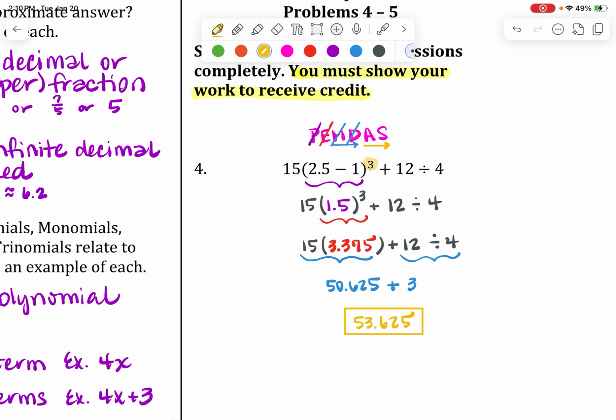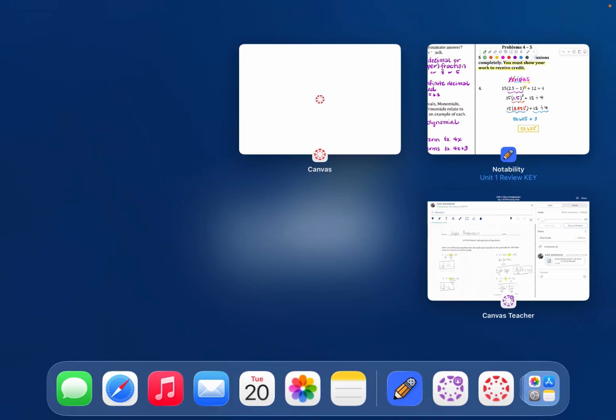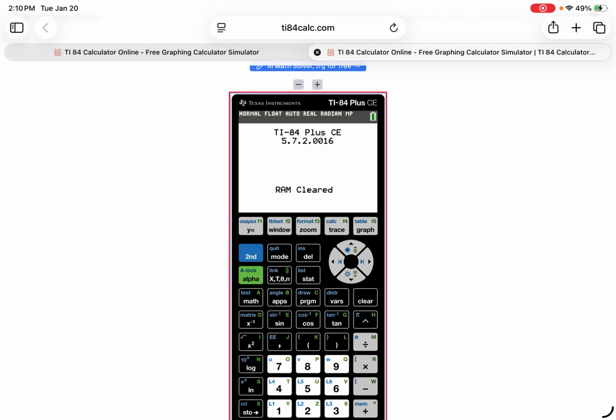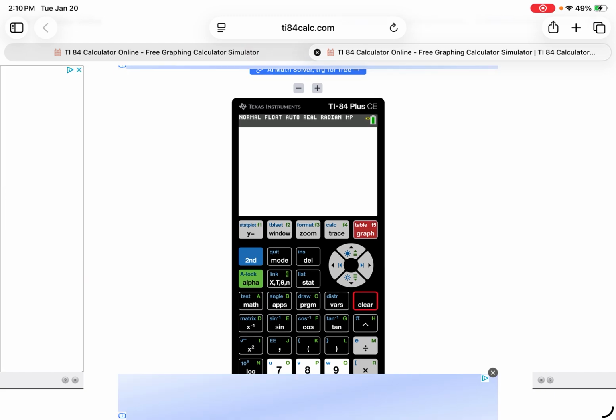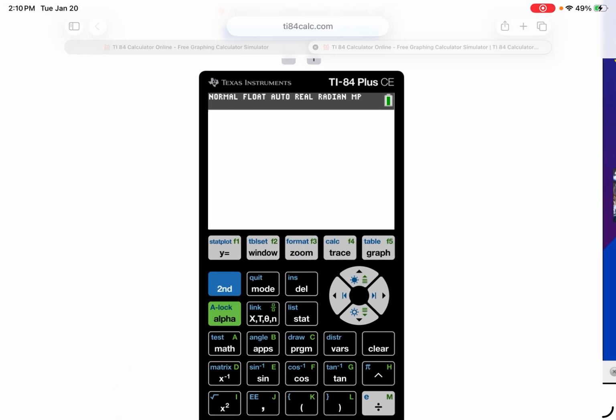I would suggest on your test that you check your answers on these by typing in this entire original problem exactly as it's written. I'm going to show you what that would look like on a graphing calculator.